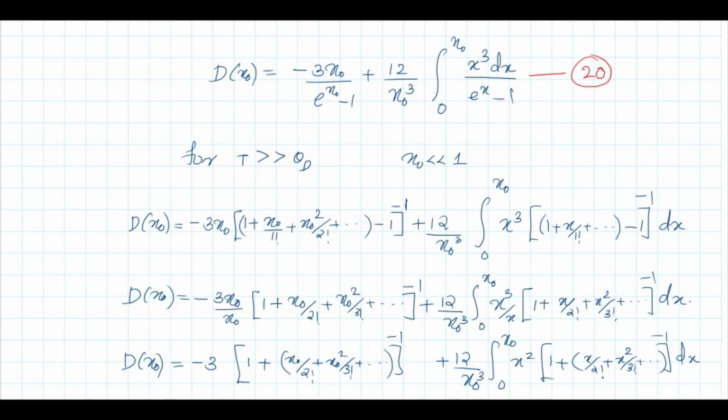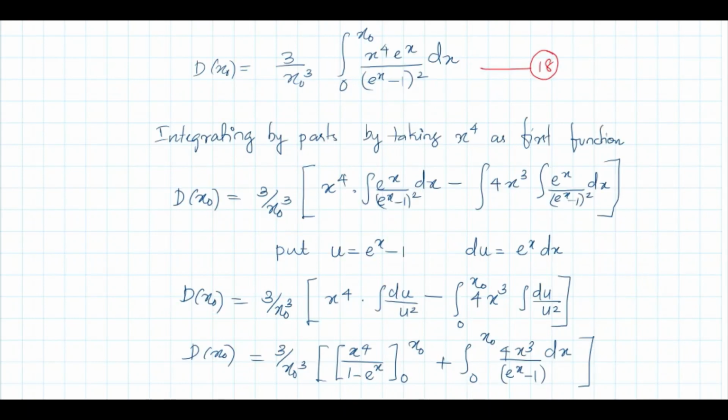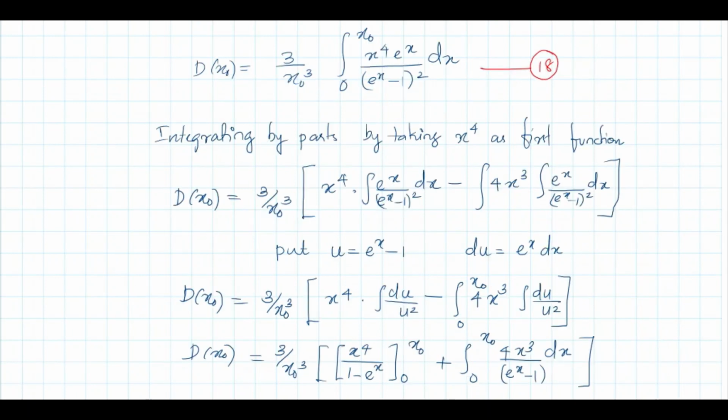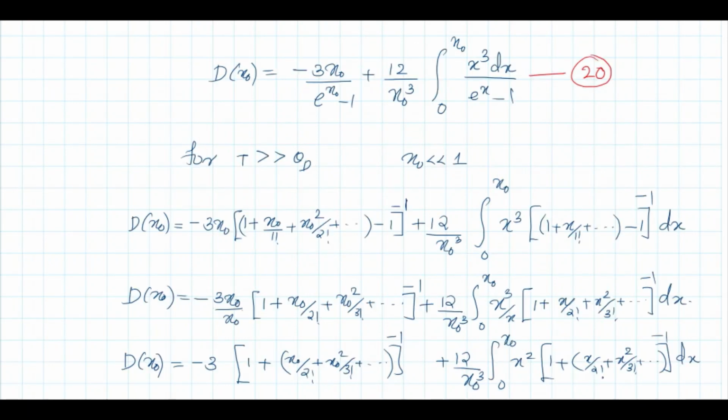So D of x naught you can write as this term, and you put the upper limit, this becomes x naught raised to 4, that will cancel with this x naught cube, and there will be an x naught in the numerator, and the denominator you can write as e raised to x naught minus 1 by putting a negative sign here. So that becomes minus 3x naught divided by e raised to x naught minus 1, plus this 3 and this 4 when multiplied give 12 by x naught cube, integral 0 to x naught x cube dx by e raised to x minus 1. This is the Debye function, and it is equation number 20.